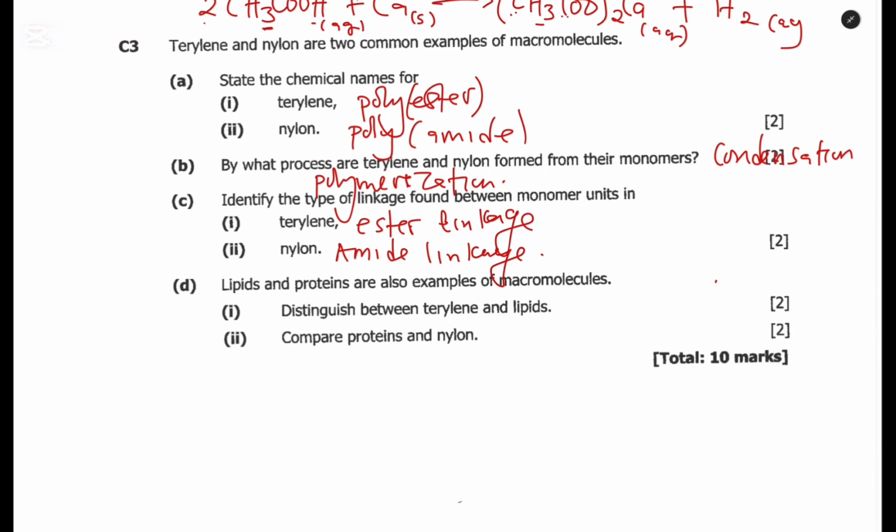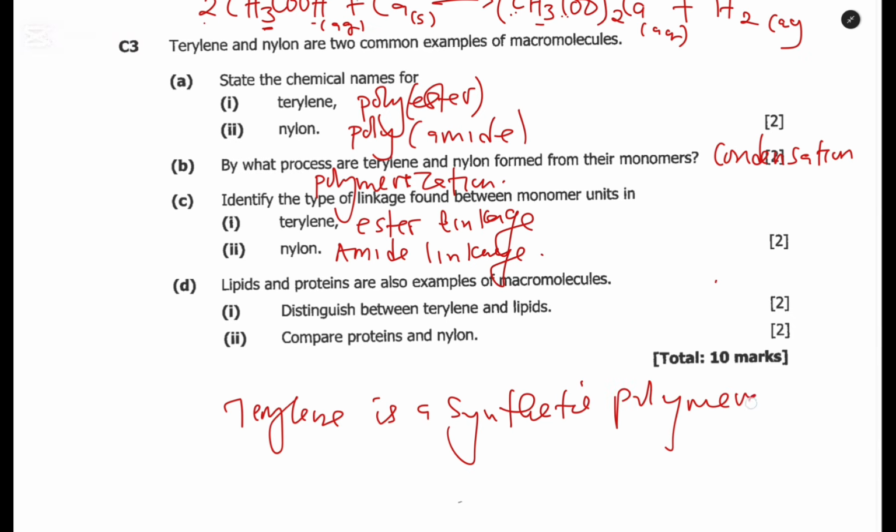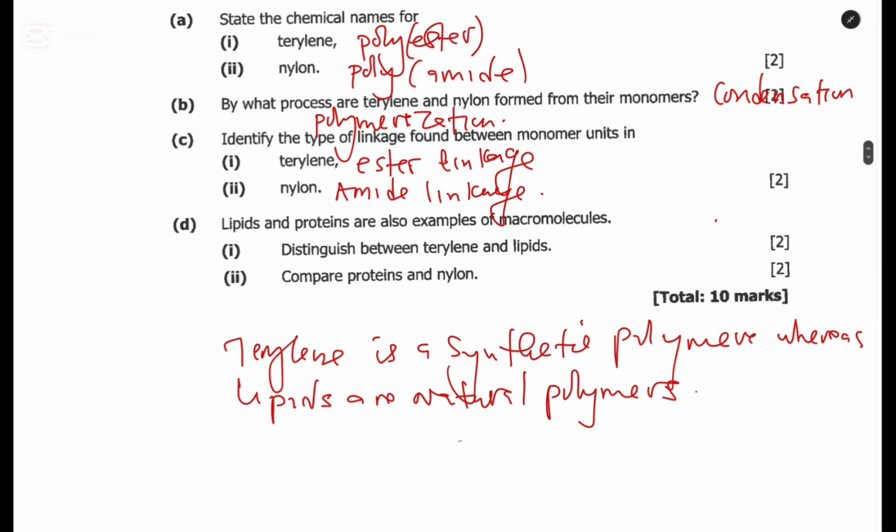So the difference between these is that terylene is a synthetic polymer, whereas lipids are natural polymers. So that is one of the differences. Then of course you can put maybe the other one in terms of their use.